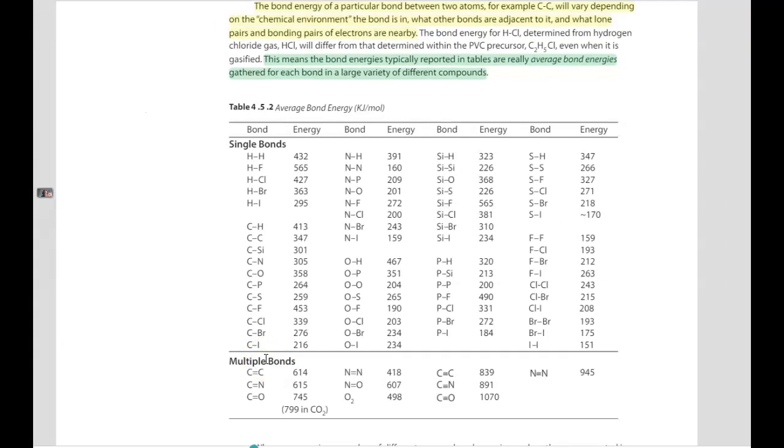Notice that multiple bonds, double and triple bonds, are down at the bottom, and those bond energy values are generally greater. The reason why, and we'll learn more about bonds in our next unit, is that more electrons are being shared in double and triple bonds, creating greater charge and therefore a stronger attractive force. O2 is an OO double bond. The bond between two oxygen atoms in O2 is an OO double bond. So if you're ever looking for an OO double bond, it's O2. And notice that carbon dioxide is such an important molecule that if you are looking at the CO double bond in CO2, you should use 799 instead of, in general, 745.